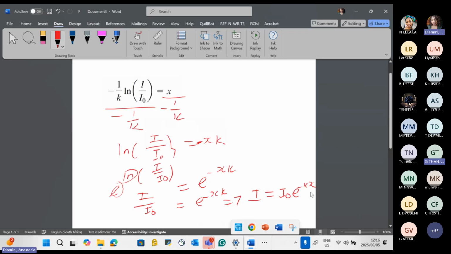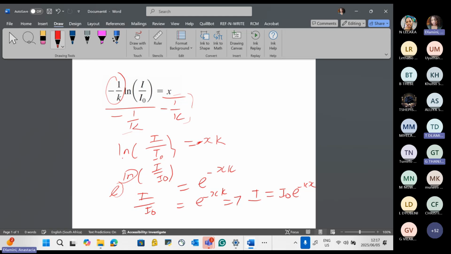It is here. They will say solve for I, meaning make I the subject of the formula. That's another way they can phrase it. So meaning we divide by k. We are all okay here, right? Because we want to remove this part.